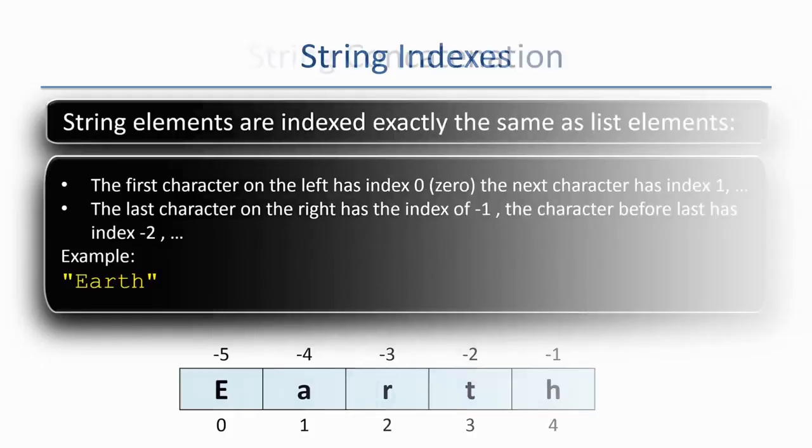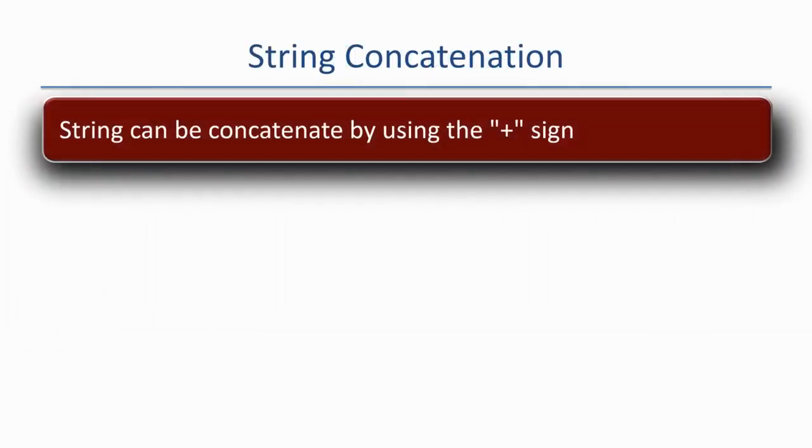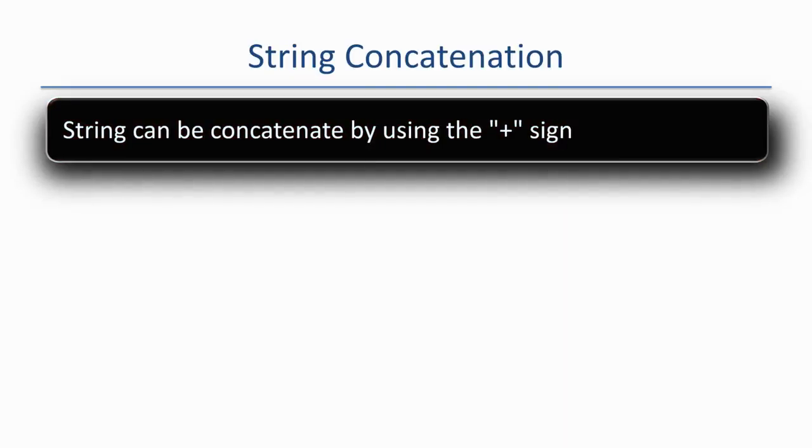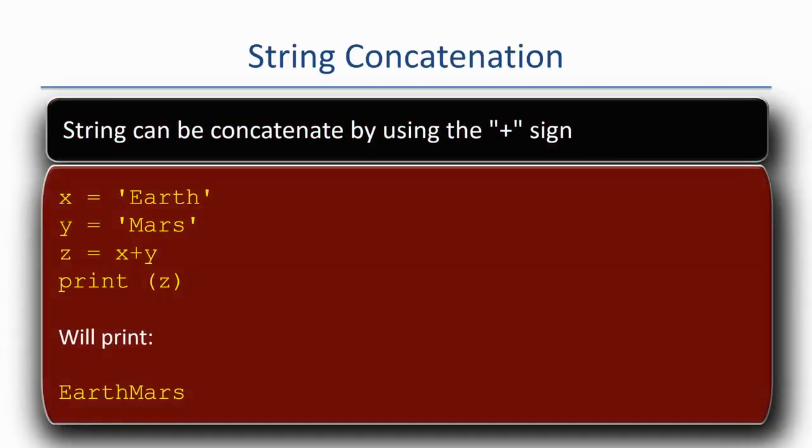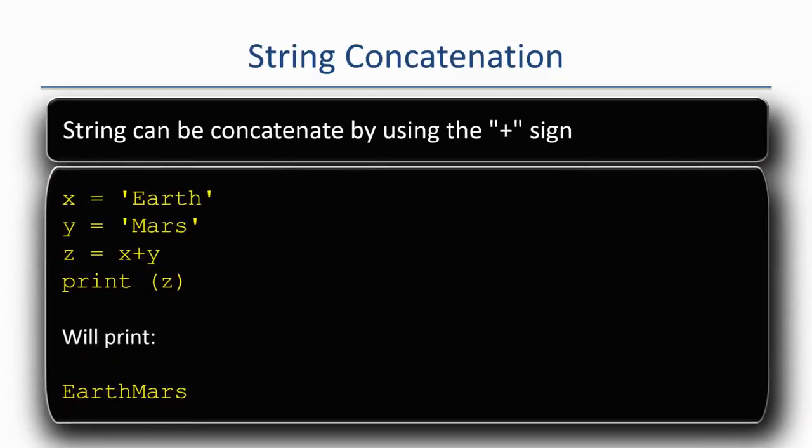Strings can be concatenated by using the plus sign. Concatenation basically means to add a string at the end of the other string. Here is an example. I have a string Earth assigned to variable x. I have a string Mars assigned to variable y. And if I say z is equal to x plus y and then print z, you see that the result is the concatenation of the two strings.